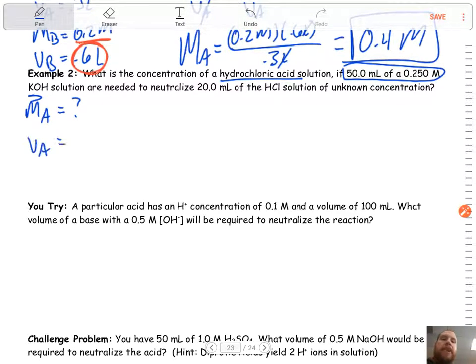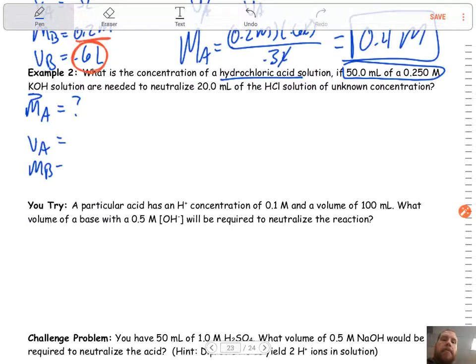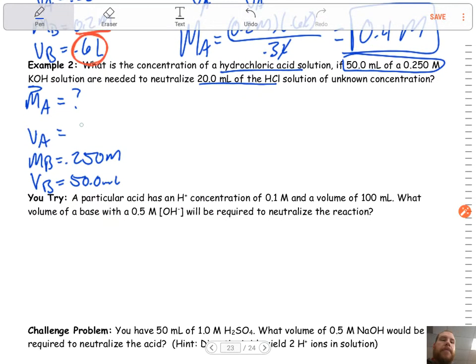So we haven't been given the volume of my acid yet. But my molarity of my base is 0.250 molar. My volume of my base is 50 milliliters. Okay, keep reading. We need to neutralize 20 mLs of the HCl. There's my volume. Since my volumes are already in the same unit, I don't have to convert to liters, even though I'm using molarity. They're going to cancel out.